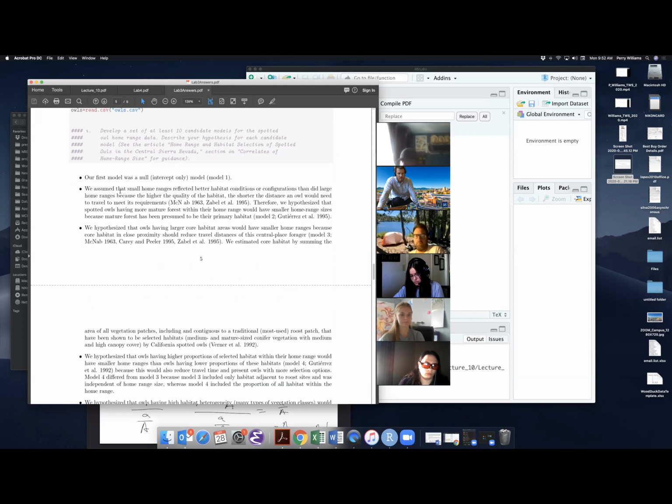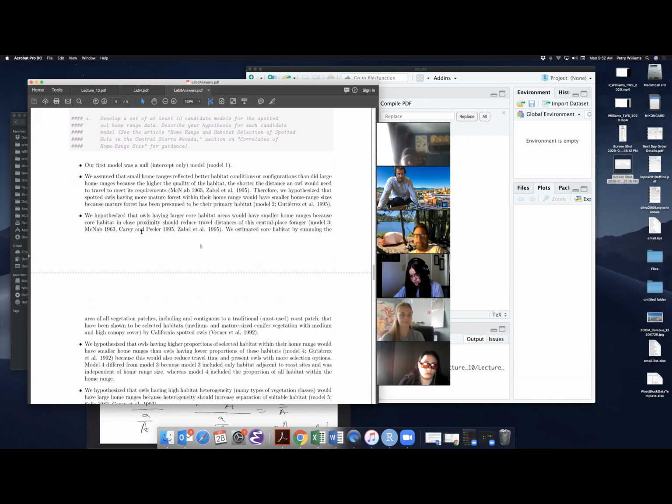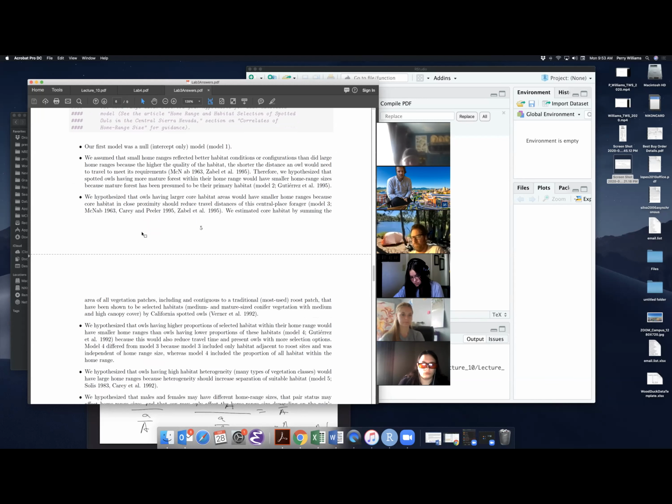So to introduce that model, we say something along the lines of this. We assume that small home ranges reflected better habitat conditions or configurations than did large home ranges, because the higher the quality of the habitat, the shorter the distance an owl would need to travel to meet its requirements. Therefore, we hypothesize that spotted owls having more mature forest within their home range would have smaller home range sizes, because mature forest has been presumed to be their primary habitat. And there are sources to back this up, what people have found in previous research.